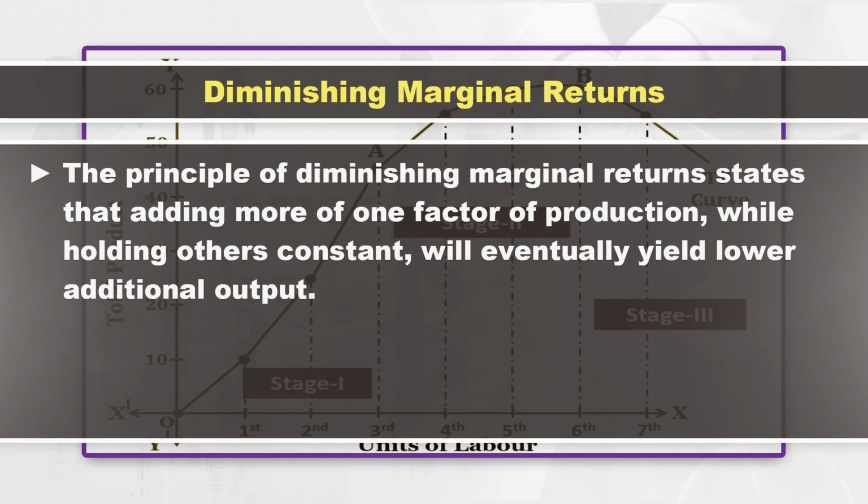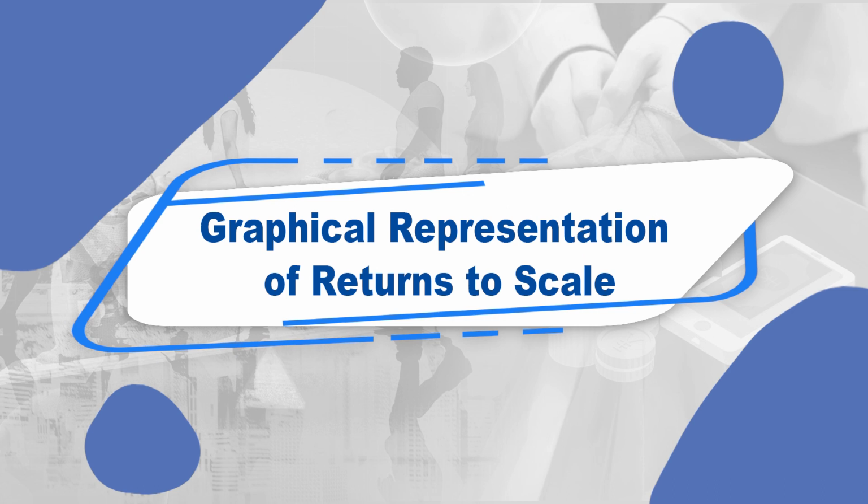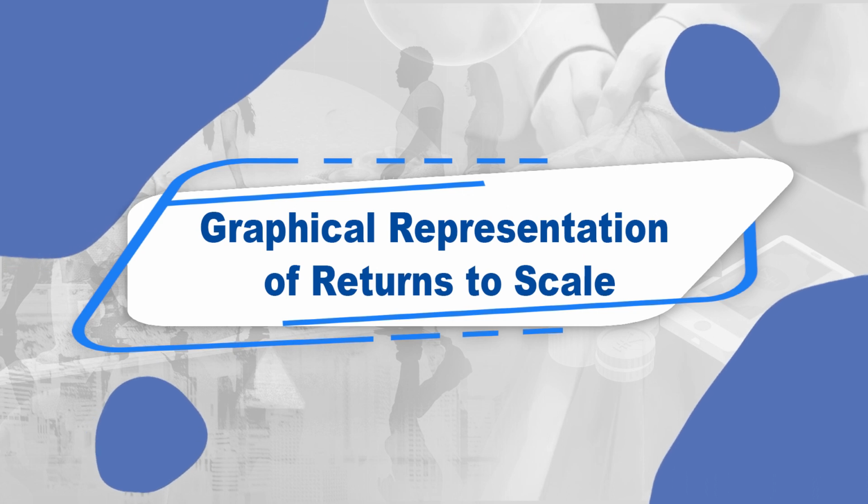The principle of diminishing marginal returns states that adding more of one factor of production while holding others constant will eventually yield lower additional output. This applies when increasing all inputs proportionately also leads to less than proportional output increases. Graphical representation of all these returns to scale that we have observed.